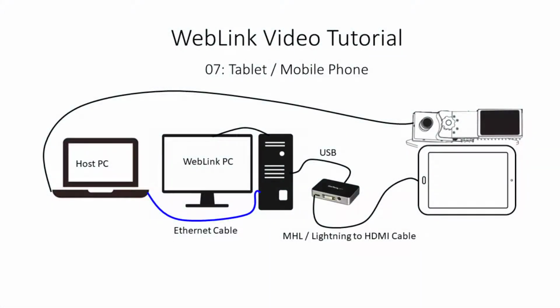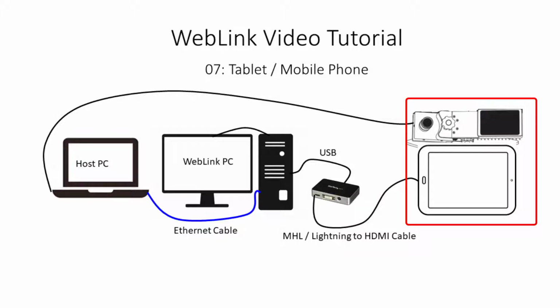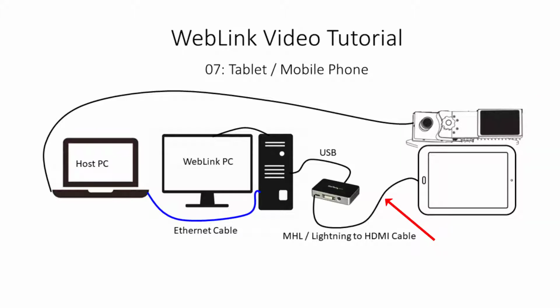This sketch illustrates the basic setup. Unlike typical screen-based eye tracking, the tablet or mobile phone should be mounted just beneath the eye tracker. This allows participants to interact with the device's screen without obscuring the view of the eye tracker camera or blocking its IR light source. I used a little laptop stand. The MHL or Lightning cable should connect the tablet or phone to the HDMI input of the video capture device, which itself should connect to the computer running WebLink.